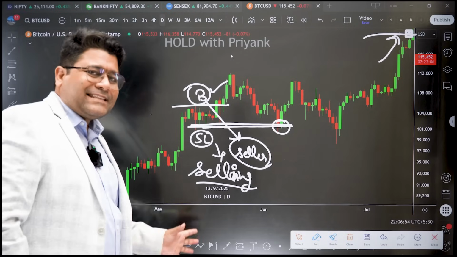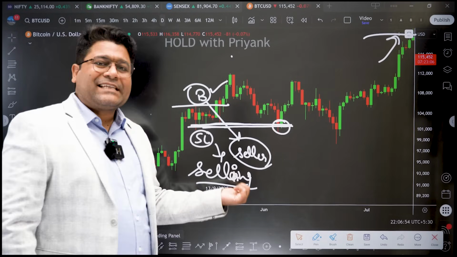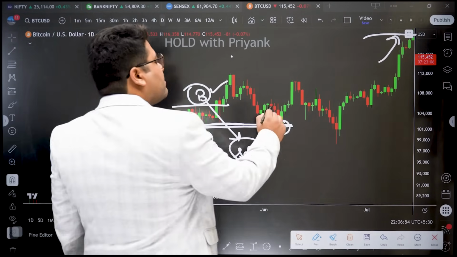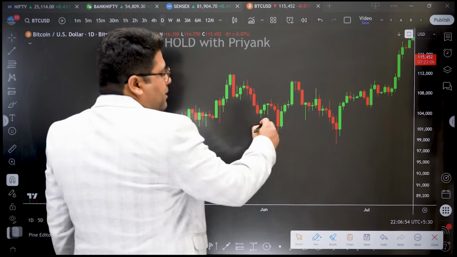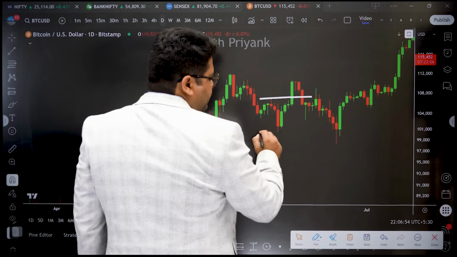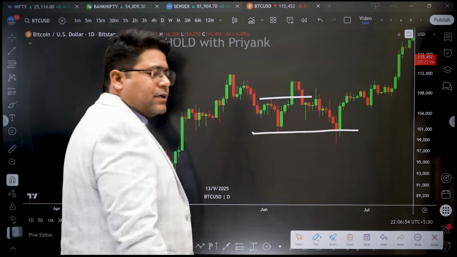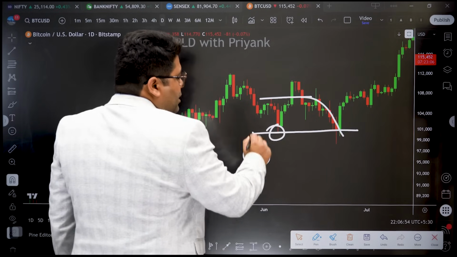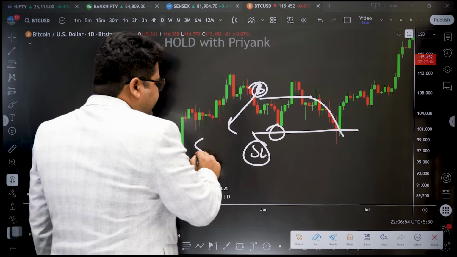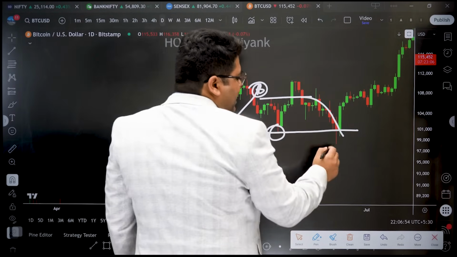Now they all are sellers, and that big person will buy and become the buyer and will pump the price. Similarly, when price starts going up, again people start buying here. They put their stop losses just below this. What happened again? Price came back, hit their stop loss, and converted those buyers into sellers.